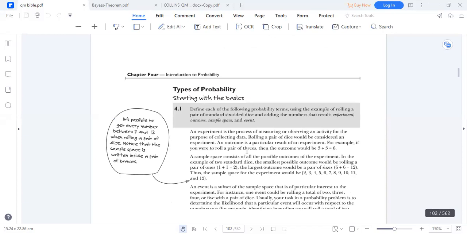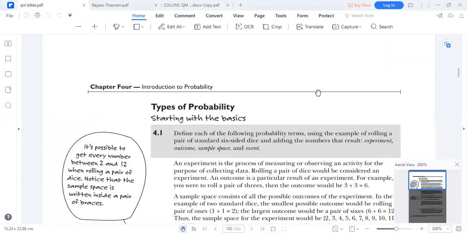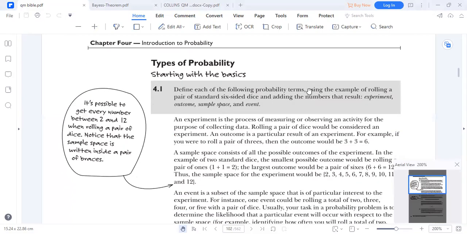To start with, there are different types of probability. I'll explain starting with what I'll call a glossary of terms that you need to know. We're going to discuss what an experiment is, what an outcome, the sample space, and an event is. In probability, an experiment is simply the process of measuring or observing an activity for the purpose of collecting data.